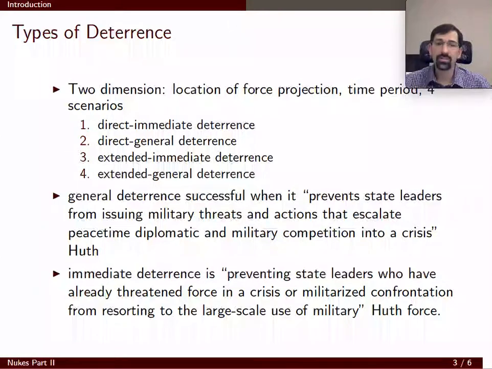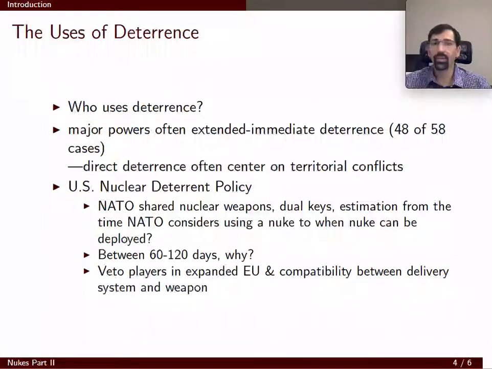General deterrence success occurs when it prevents state leaders from issuing military threats and actions that escalate peacetime diplomatic and military competition into a crisis. So when can force projection of nuclear capability help de-escalate an otherwise escalating situation? Huth also provides immediate deterrence, preventing state leaders who have already threatened a force or military confrontation from resorting to large-scale use of the military. So we think about these two definitions of immediate and general deterrence. One is events are happening. The other, there has to be a specific provocation.